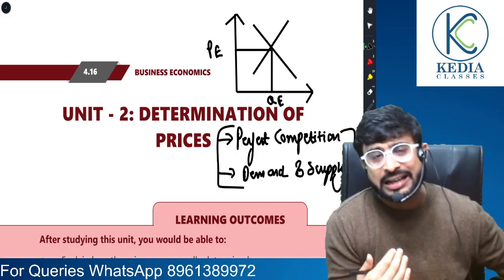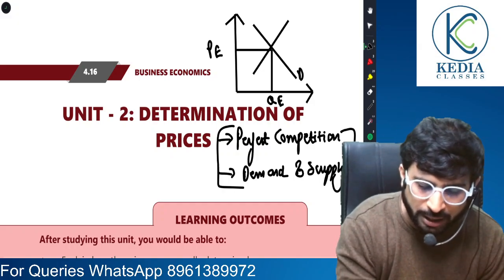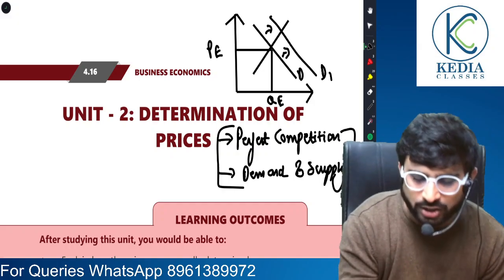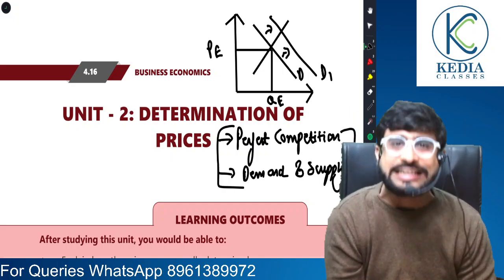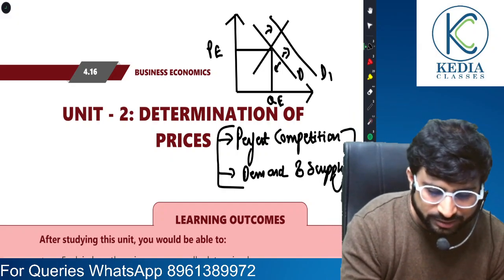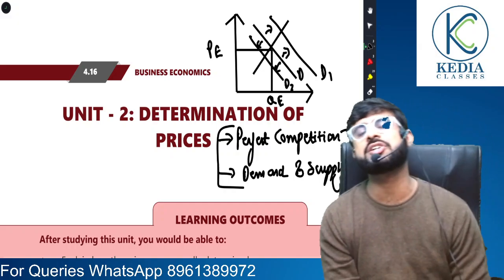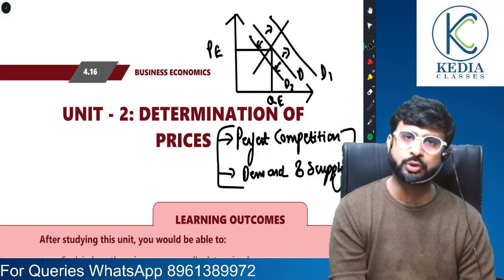So if there is an increase in demand, then there is a rightward shift. If this is the demand curve and there is an increase in demand, it shifts rightward. And if there is a decrease in demand, there is a leftward shift. Understood, sir? Sir, we have indeed understood this much.